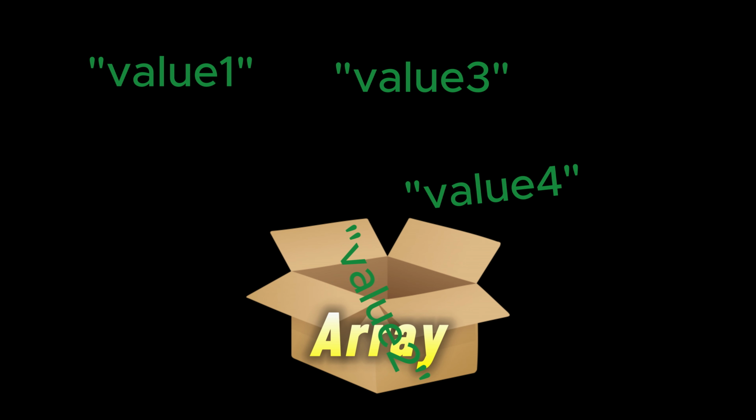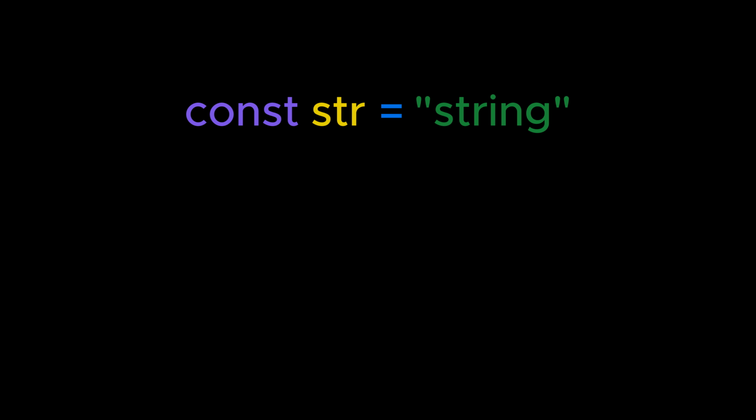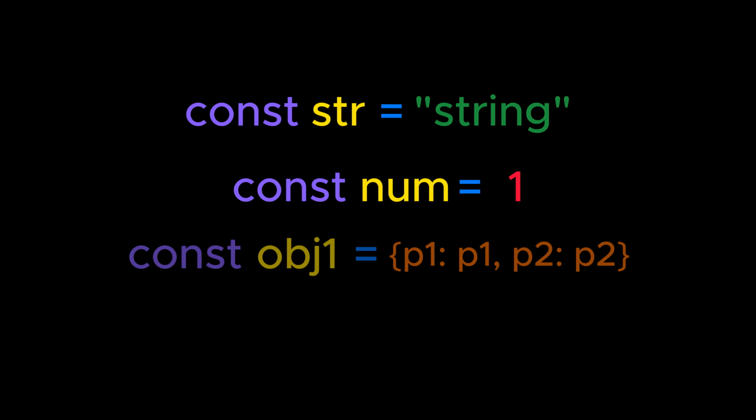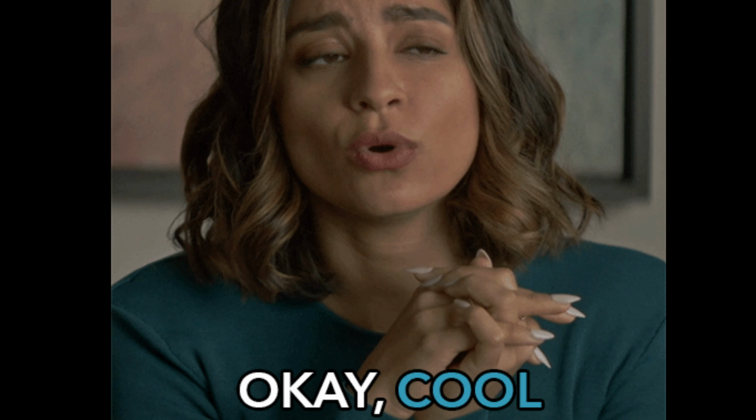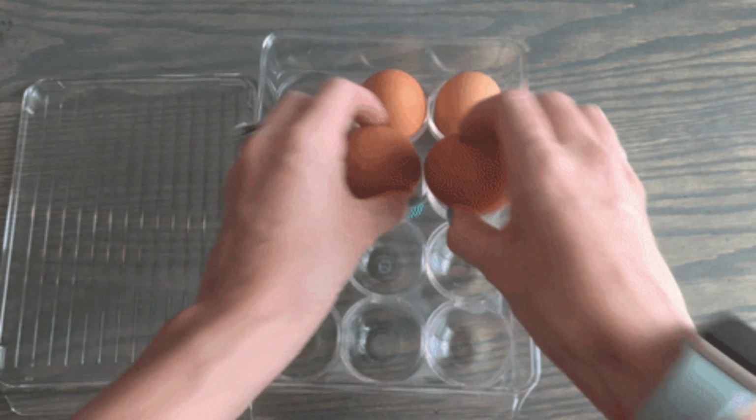Today, we're going to explain JavaScript arrays in 5 minutes. What is an array? An array is an object that can store more than one value. These values can be strings, numbers, objects, or even other arrays. Okay, cool. An object that can store more than one value.